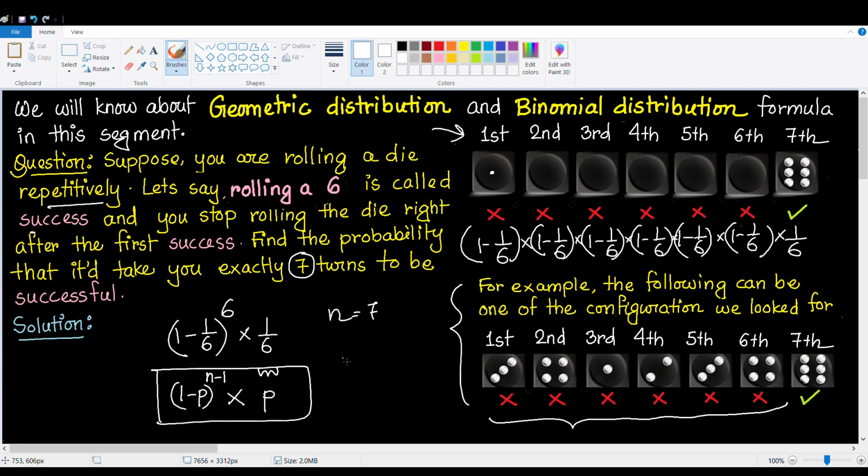We are not going to simplify our result right at this moment because we are going to derive the formula from these examples. So this is the final result. This is the answer for our question 1.